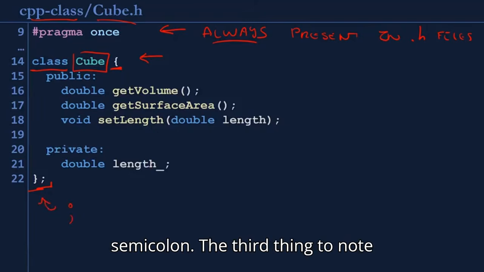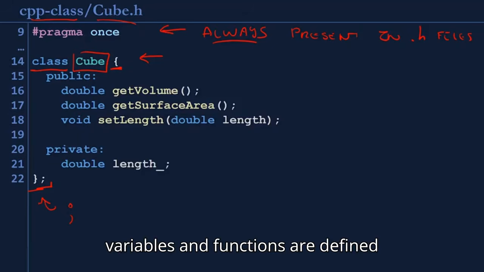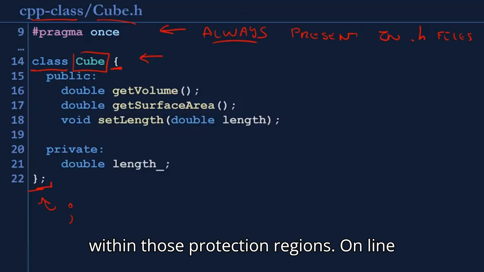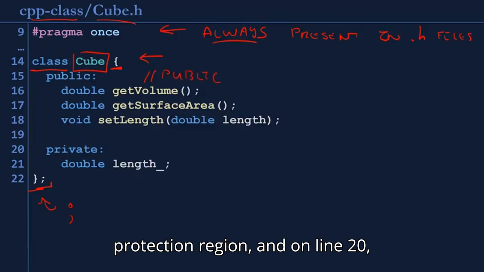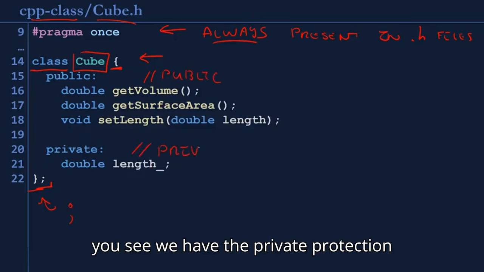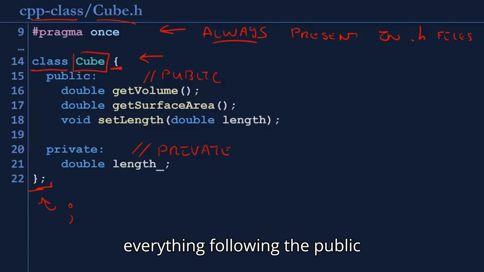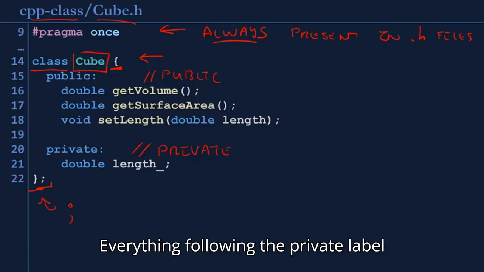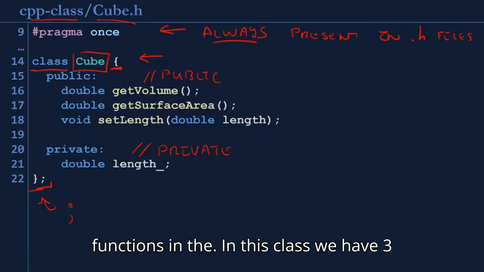The third thing to note is there are 2 different protection regions in the class, and all of the variables and functions are defined within those protection regions. On line 15, you'll see we have the public protection region, and on line 20, you see we have the private protection region. Everything following the public declaration before the private declaration are public variables or public functions of this class. Everything following the private label are private variables or private functions in the class.